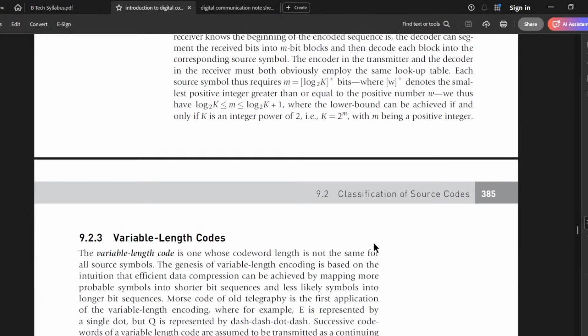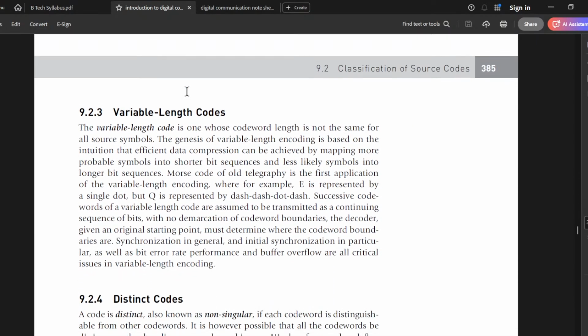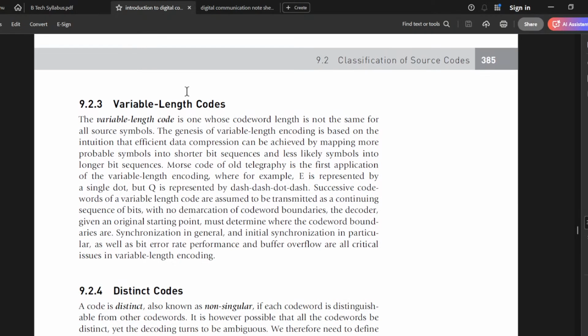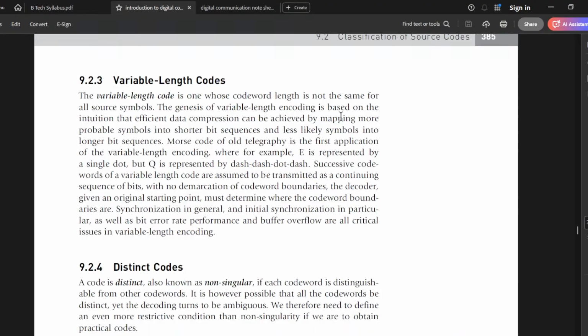Variable length codes. A variable length code is one whose code word length is not the same. Then what is the difference between block and variable? Let's see. The genesis of variable length codes is based on the intuition that efficient data compression can be achieved by mapping more probable symbols into shorter bit sequences, and less likely symbols into longer sequences.